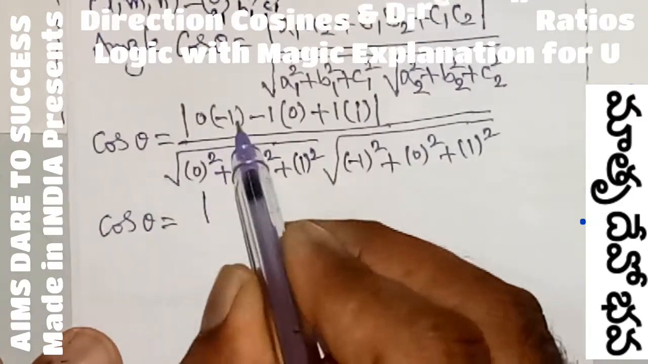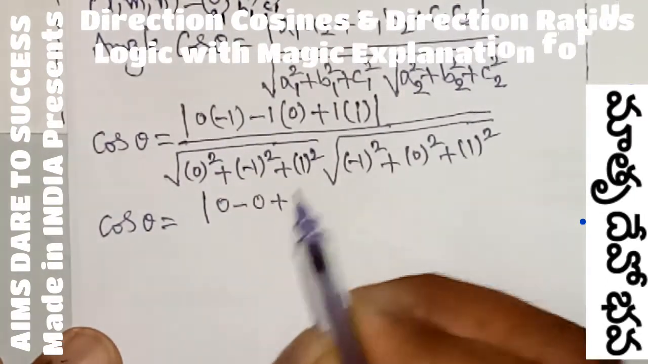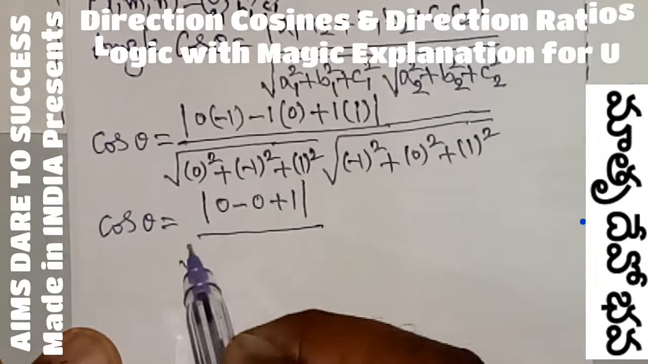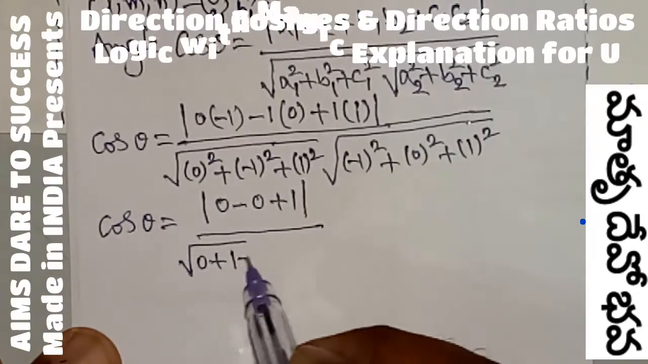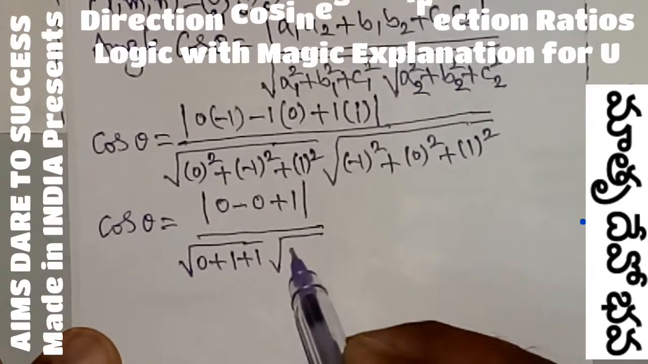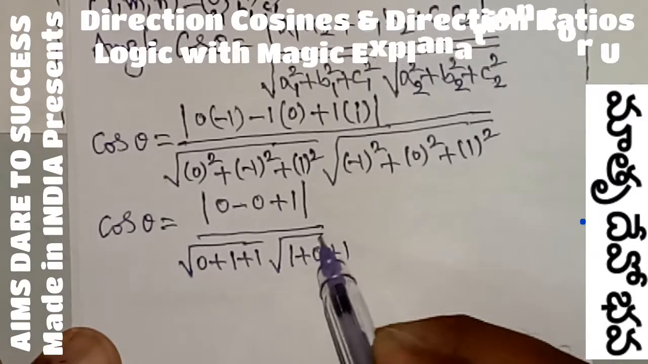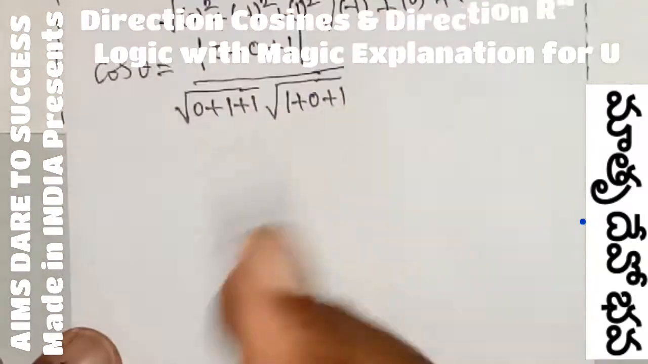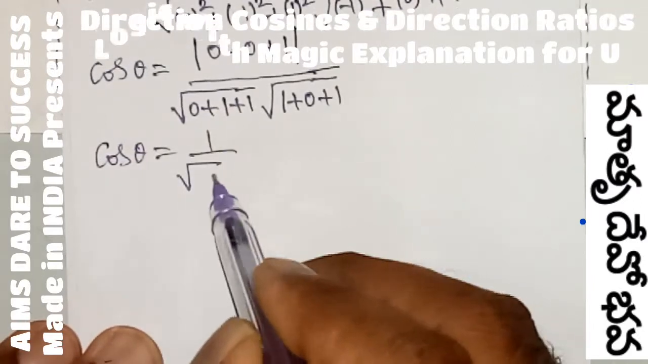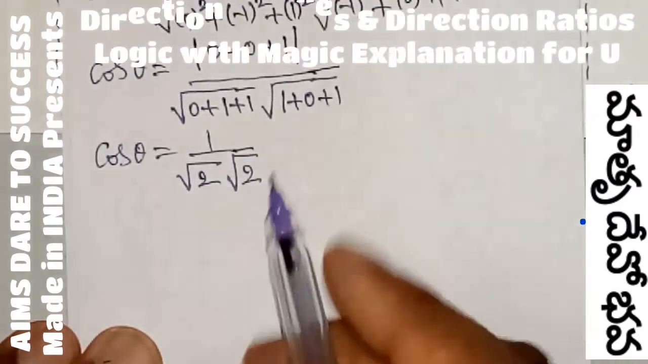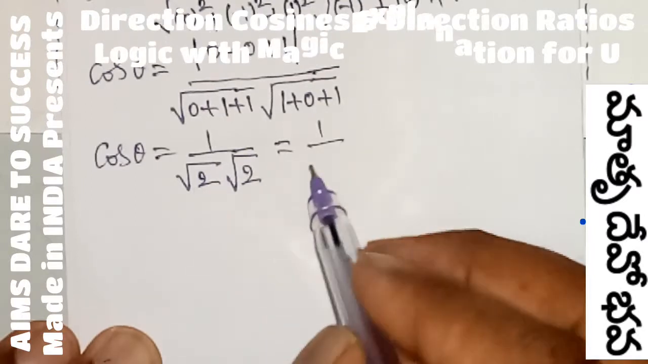Now the simplification method, students. 0 into something is 0, 0 into something is 0, plus 1, 1 divided by under root of 0 square is 0, plus minus 1 to the power even number becomes positive. So minus 1 into minus 1, plus 1 square is 1, into root of minus 1 whole square is 1, now plus 0 square is 0 only, plus 1 square is 1. With normal simplification, we get cos theta equals 1 by root of 1 plus 1 is 2, into root of 1 plus 1 is 2. So this can be written as 1 by root 2 into root 2 is 2.